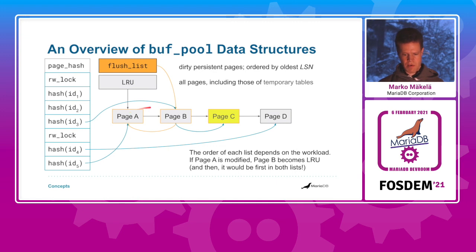In this diagram, we have 4 pages. One of them belongs to a temporary table space. It's not in the flush list. The flush list is in orange. And then we have the hash table links in blue color.